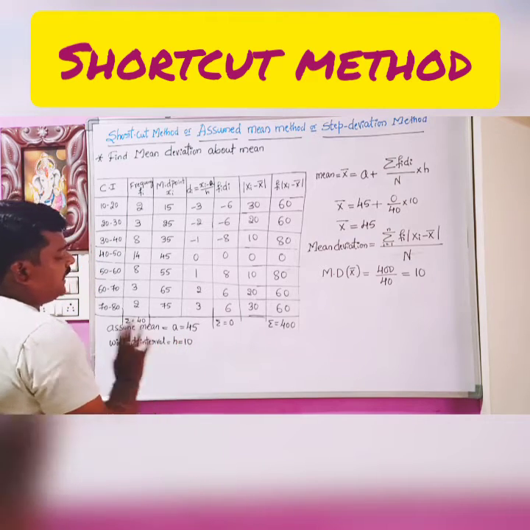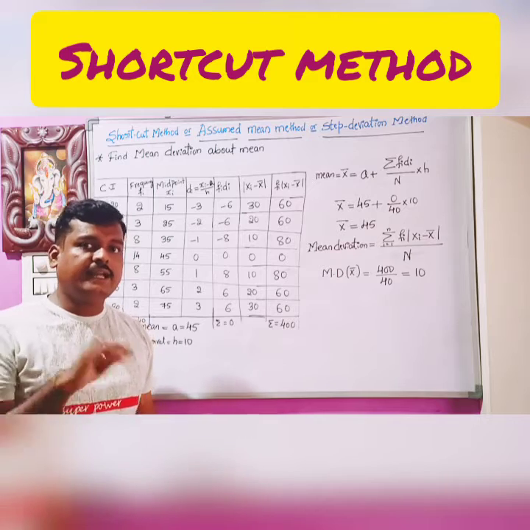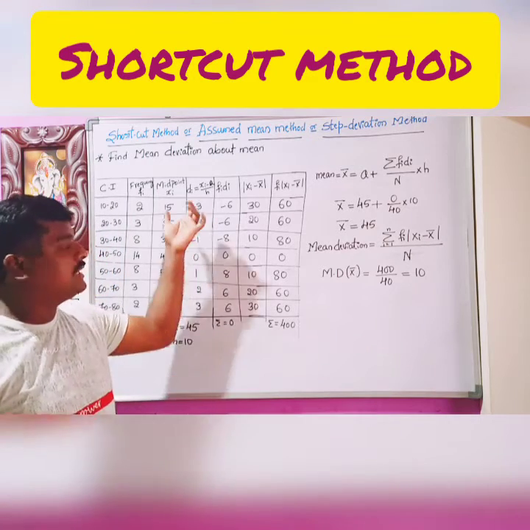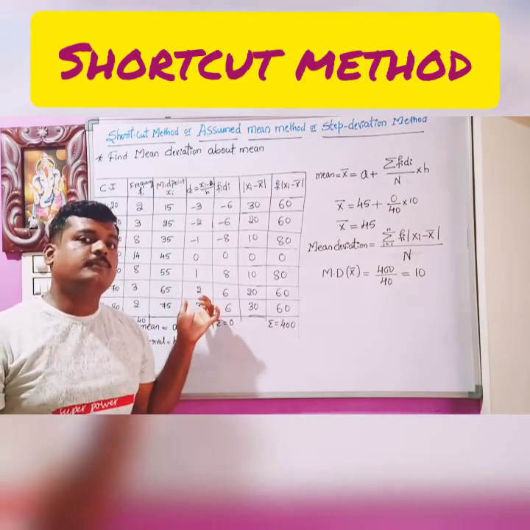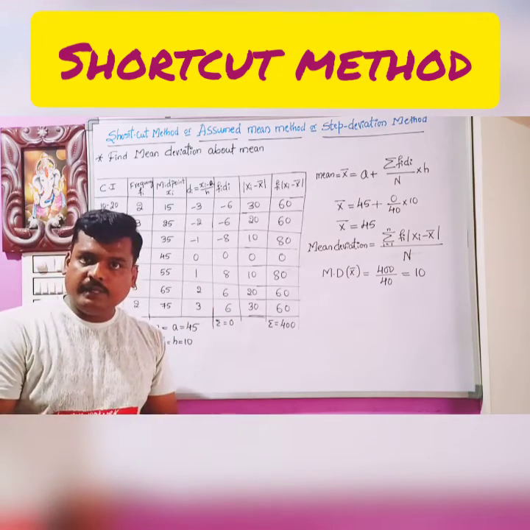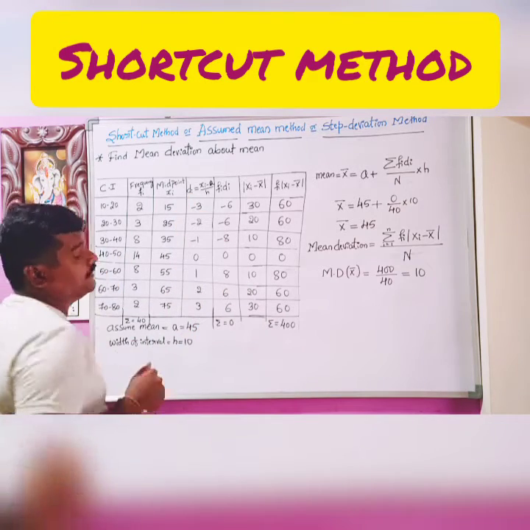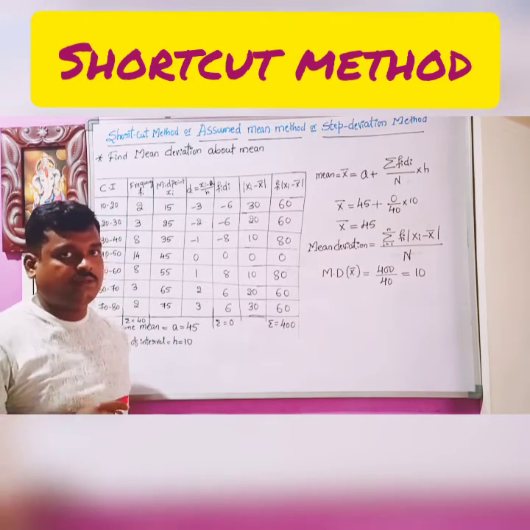These two we use to find di. I take one more symbol, di. This is the shortcut method, or we can also call it the step deviation method. This is also one of the methods to find the mean deviation about the mean. Yes, di. What is the formula for this one?